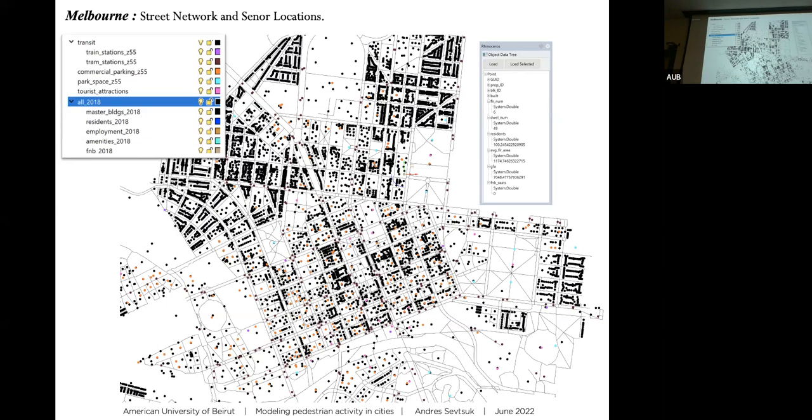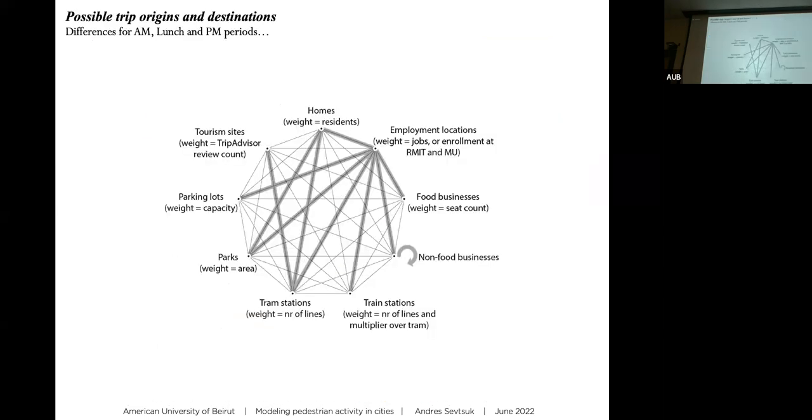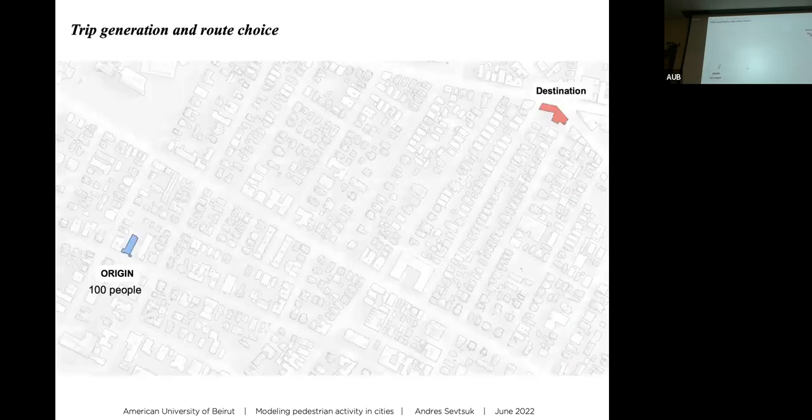This can potentially form a multitude of various trip types, origin-destination pairs. We could have trips that go from, for instance, during the morning peak period, from tram stops to jobs, from train stops to jobs, from jobs to restaurants or food businesses, and so forth. So in this model, we actually measured various kinds of origin-destination trips, and then analyzed which ones of those types of trips actually explain the observed foot traffic that was counted on city streets.